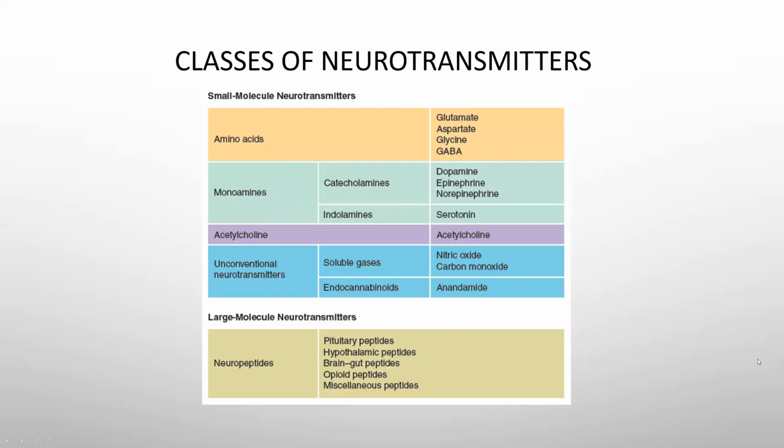This graphic now shows you pretty much everything that we went over, but all in one place for you. So you'll notice how the amino acids, the monoamines, acetylcholine, unconventional neurotransmitters, all small molecule neurotransmitters, and then your neuropeptides are going to be the large molecule neurotransmitters at the bottom.